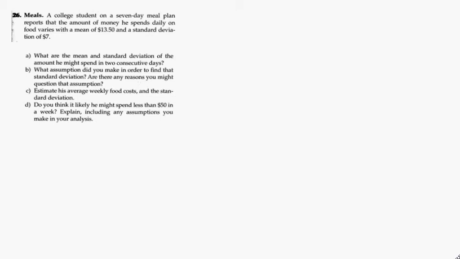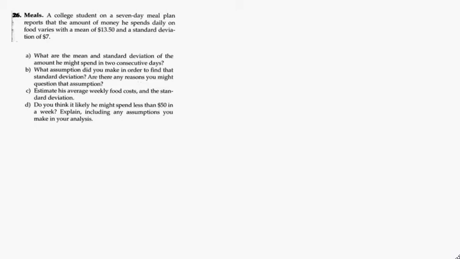Problem 26. A college student on a 7-day meal plan reports that the amount of money he spends daily on food varies with a mean of $13.50 and a standard deviation of $7. What are the mean and standard deviation of the amount he might spend in 2 consecutive days?